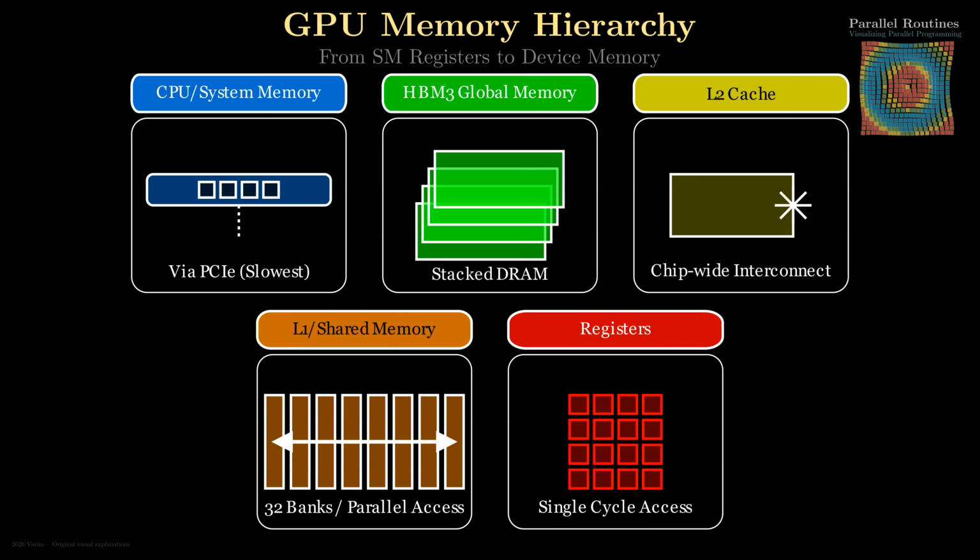Efficient GPU code relies on careful data locality. Keep frequently used data in registers, share intermediate results through shared memory, and structure algorithms to maximize L2 cache reuse. Batch global memory transfers and overlap them with computation to reduce latency. Understanding the GPU memory hierarchy allows you to optimize performance effectively.